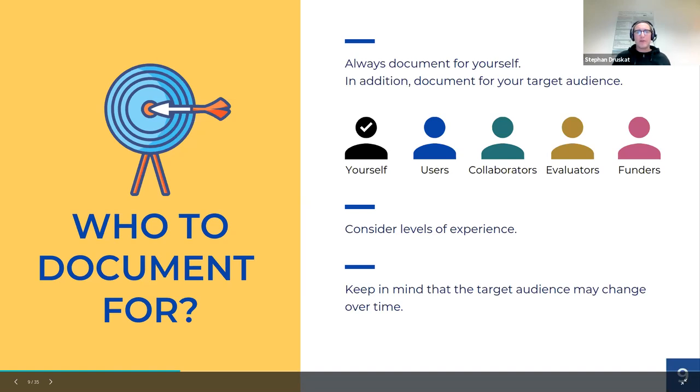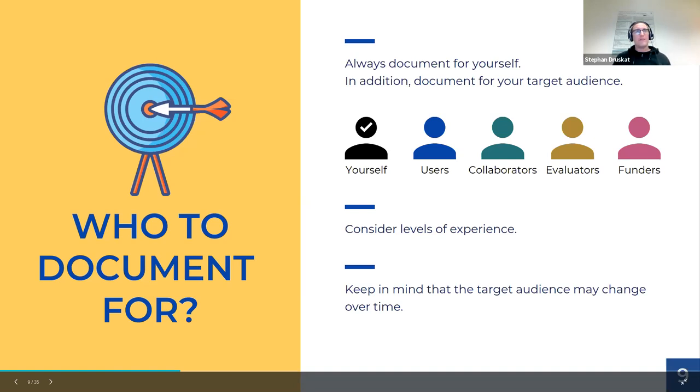Evaluators may also be other people who evaluate your work. So perhaps your PI will want updates and information about your software project. And all this may mean that you may want to include other things in your documentation, such as impact metrics, quality metrics, you know, the results of static code analyses. You may want to provide usage reports, et cetera, et cetera.